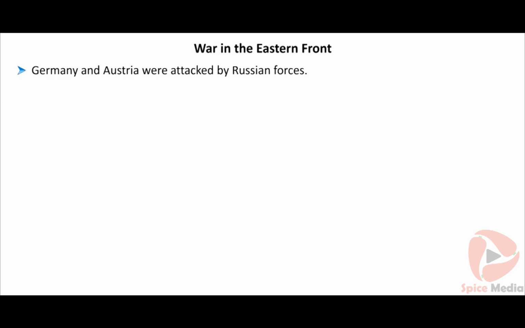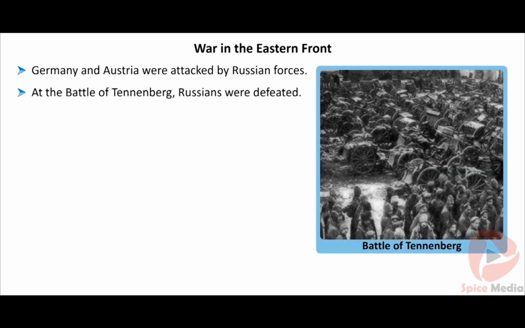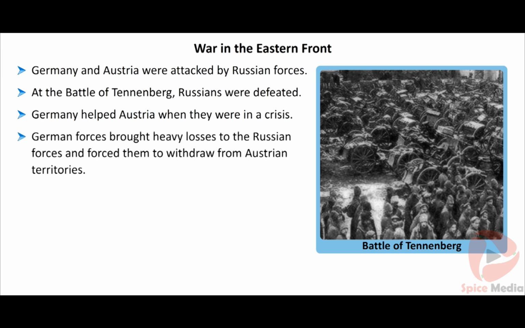Germany and Austria were attacked by Russian forces. At the Battle of Tannenberg, Russians were defeated. Germany helped Austria when they were in a crisis. German forces brought heavy losses to the Russian forces and forced them to withdraw from Austrian territories.